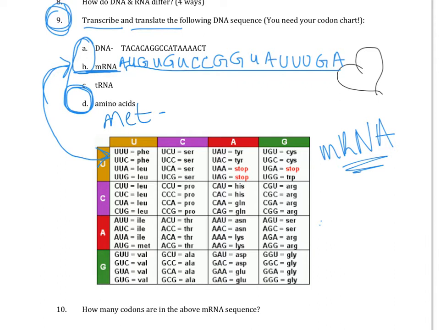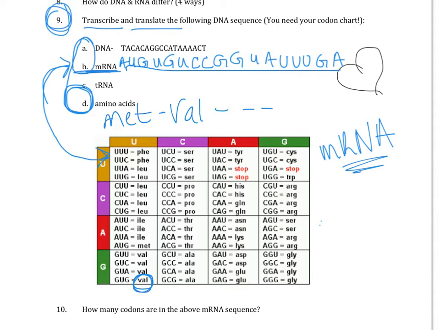G, and then U, right, is valine. And all you have to do then is put, see, I got this here. All you do is put the abbreviation for the amino acids. By linking these amino acids, that's when you get a protein, okay?